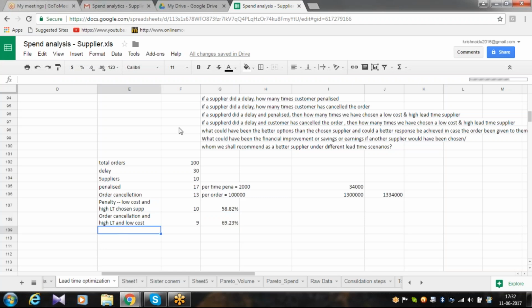Now, before answering this question, I'll go to the financial improvement side. If I would have taken a better decision in this time, 58.82% time, how much savings would I have got? This much savings. I would have saved 20,000 rupees, because 58.82% time I made an error. So 58.82% into total financial loss caused by penalization. So I would have saved 20,000 for my organization.